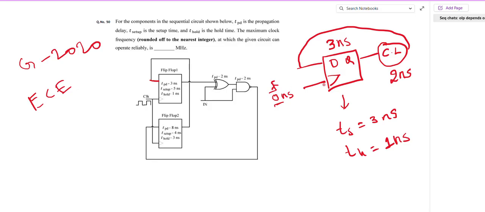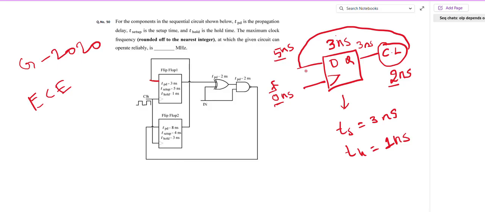So if I apply a clock at 0 nanosecond, the delay of D flip-flop is 3 nanoseconds. That means this Q will change after 3 nanoseconds. Now this combinational logic has a delay of 2 nanoseconds. That means this input D will change at 5 nanoseconds. Okay, so the total circuit is taking 5 nanoseconds to produce the change in the output.